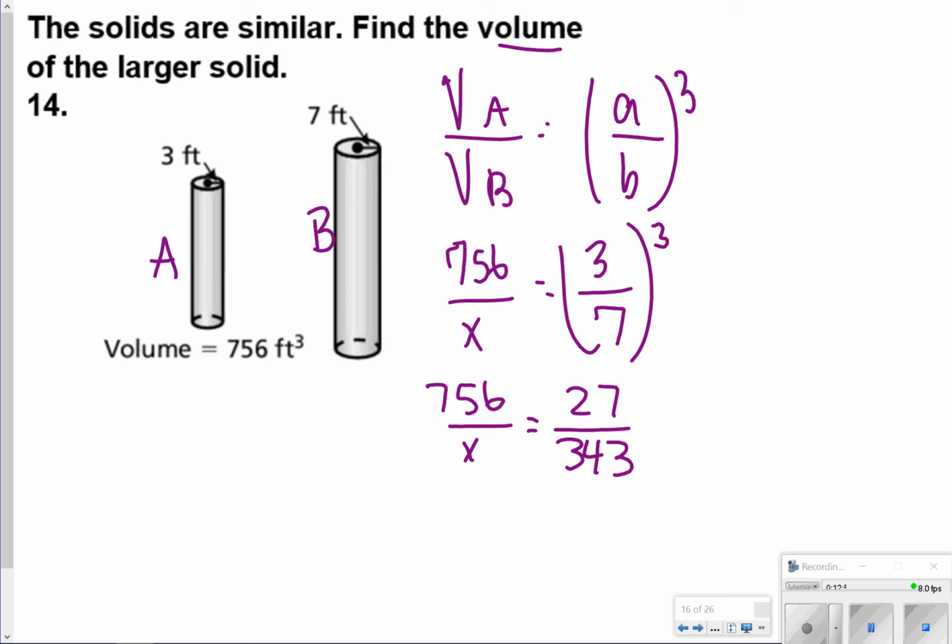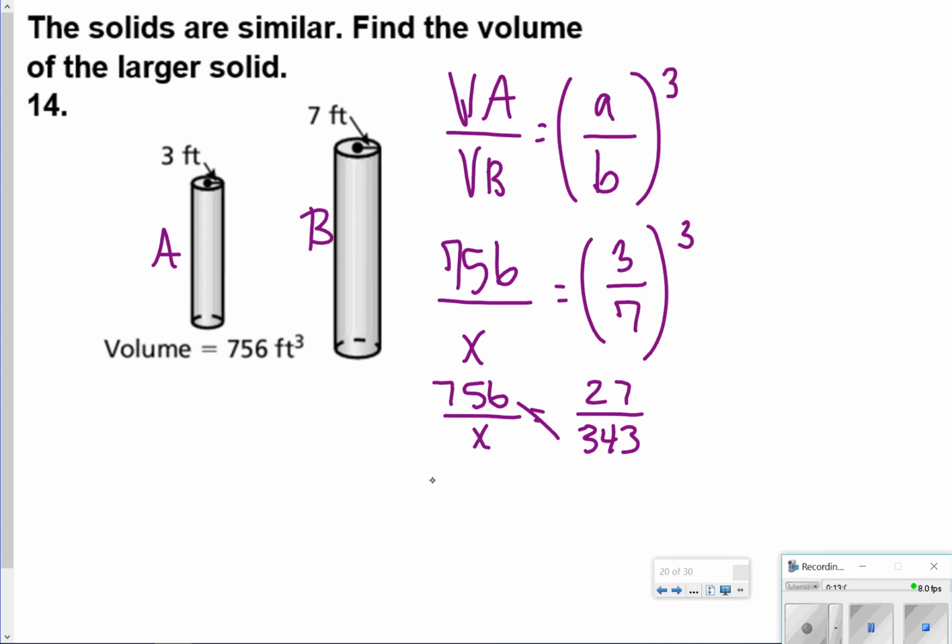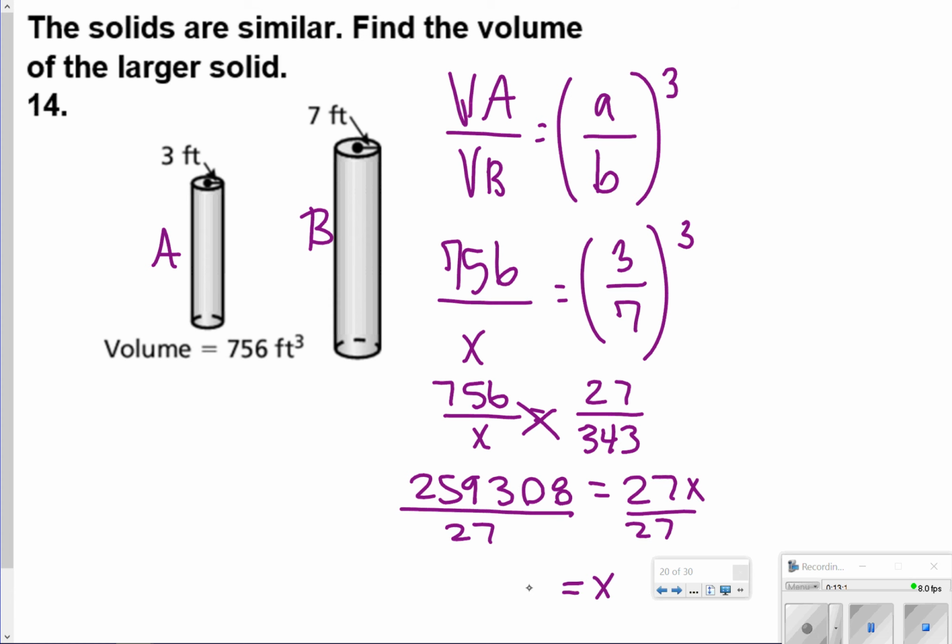And then we can cross multiply. This is going to give me a big old number. 756 times 343 is 259,308. Sorry about that. And then 27 times x is 27x. Dividing both sides by 27 is going to give us our volume answer of 9,604 cubic feet.